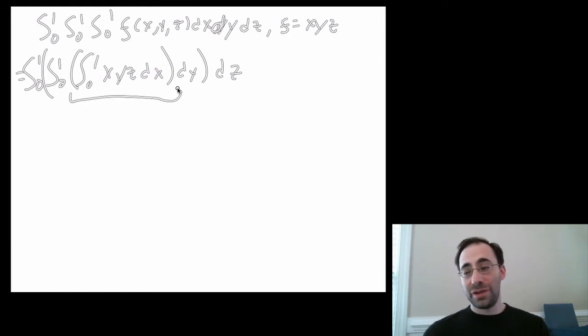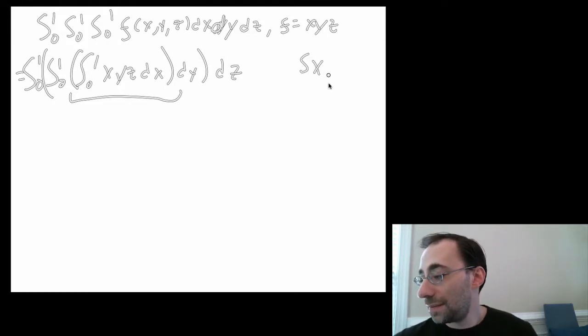Much like for a partial derivative, I'm going to treat the y and the z as a constant in this integral. So they just get pulled out of the integral. It's the integral of x. The integral of x from 0 to 1 is 1/2 x squared.